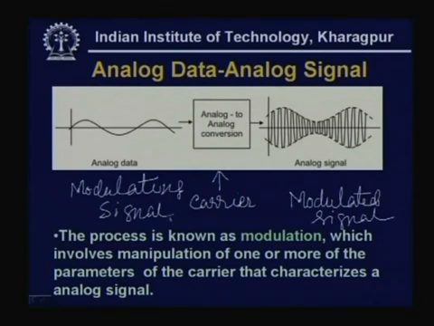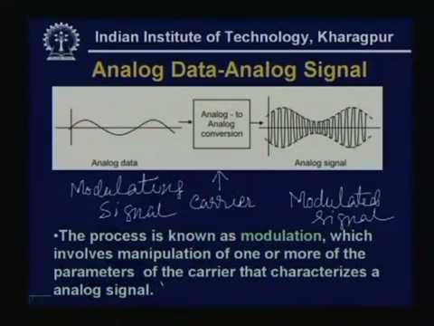So, the modulating signal and the carrier, these two are applied to the converter, the modulator. This process of conversion from analog data to analog signal, which involves manipulation of one or more of the parameters of the carrier, that is amplitude, frequency or phase, which characterize the analog signal, is known as modulation.